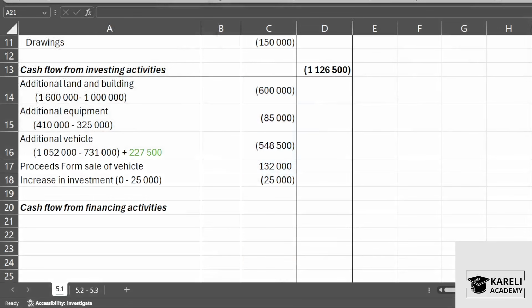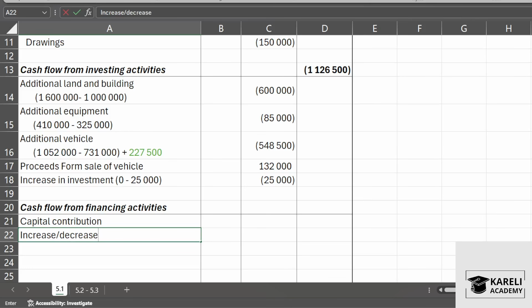Now, cash from financing activities. How do we finance our business? We finance it through capital contribution. Again, we finance it also through loans. So we must check whether it's an increase or a decrease. Very important. A loan can increase, a loan can decrease. If we take additional loan, it increases. And if we repay the loan, it decreases. Now, how do we get the capital contribution? This one is a bit tricky.